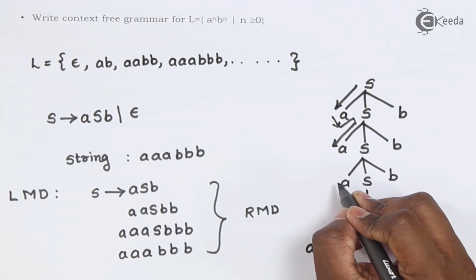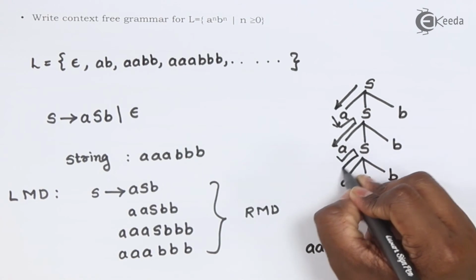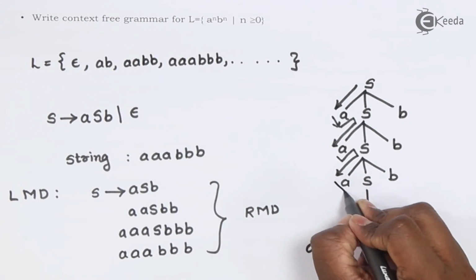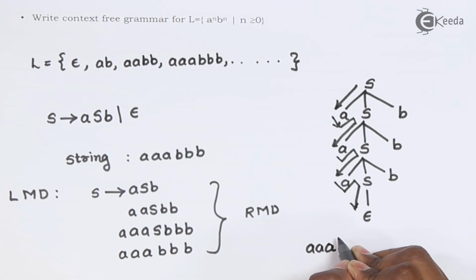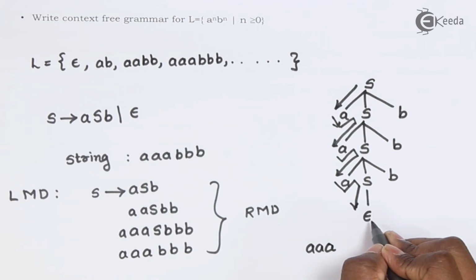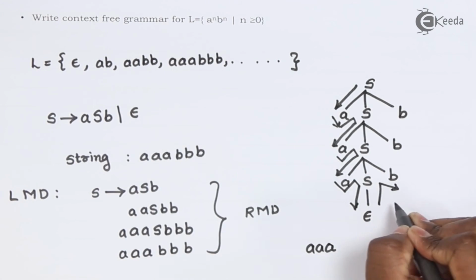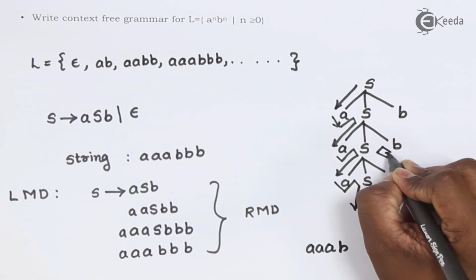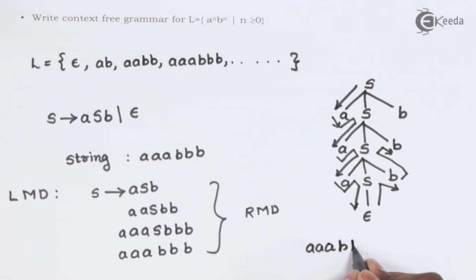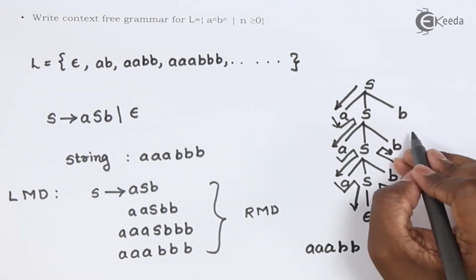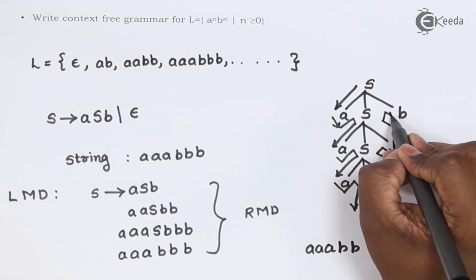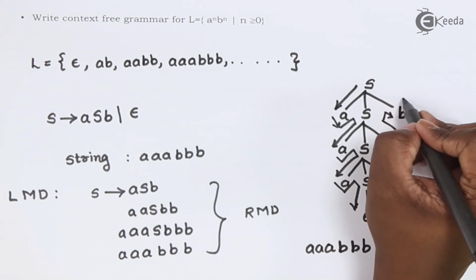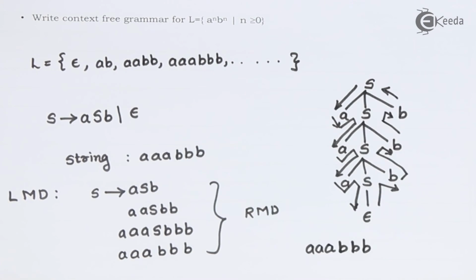Similarly, we will have a pre-order traversal further. You will reach the third A. We are using epsilon. We are traversing back now. We have encountered the first B, the second B, the third B, and we reach back at the start symbol.